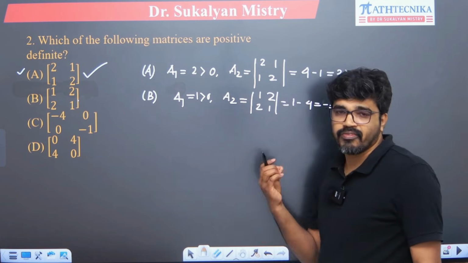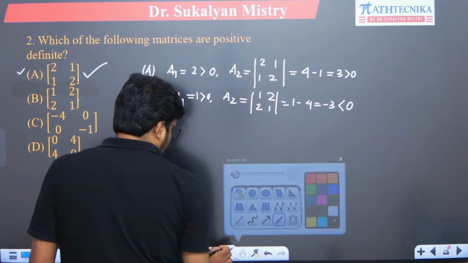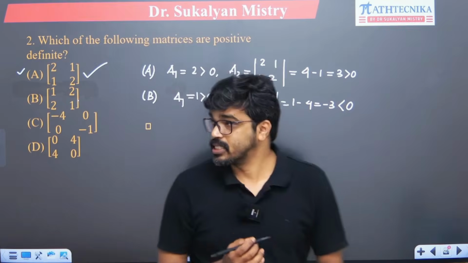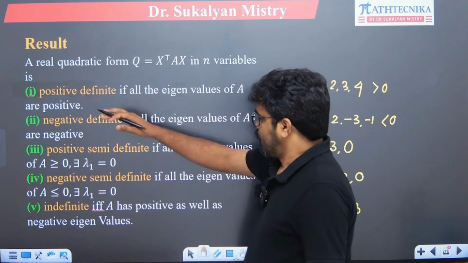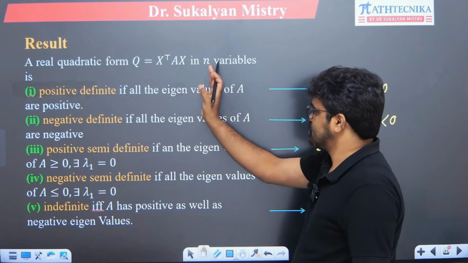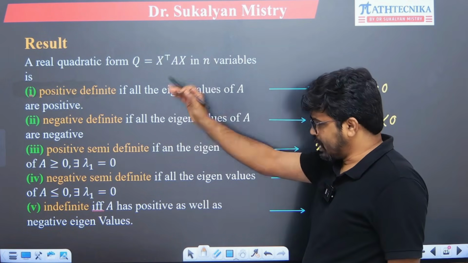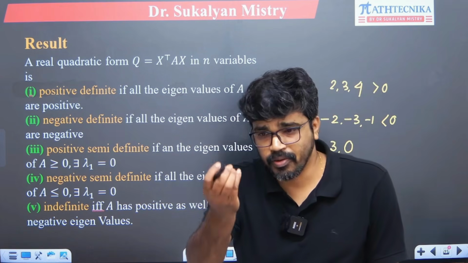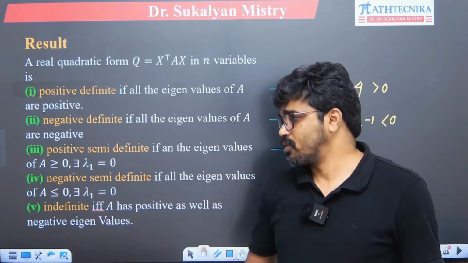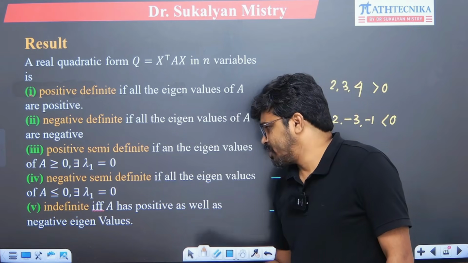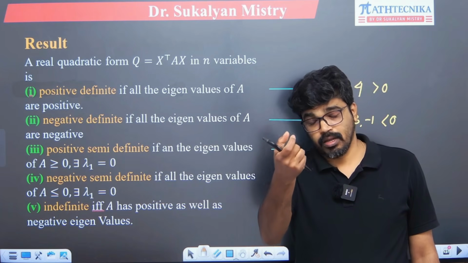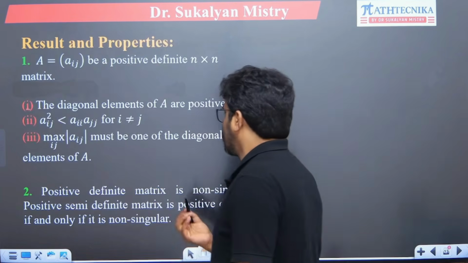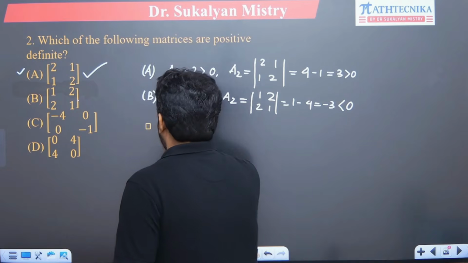We can solve this problem with eigenvalues as well, okay? We can also solve this problem with the help of this result. That means positive definite if all the eigenvalues are positive, negative definite if all the eigenvalues are negative, and positive semi definite if all eigenvalues are non-negative and there exists one zero eigenvalue. Negative semi definite, that is some eigenvalues negative and zero, right? Indefinite, that is positive as well as negative. So we can solve this problem this way also.